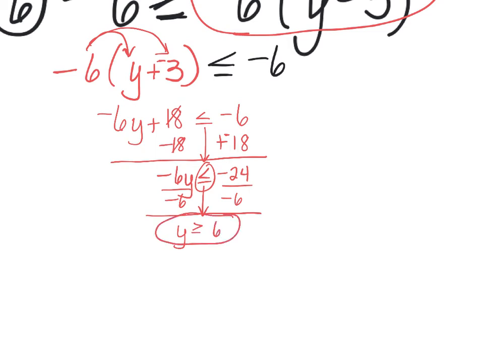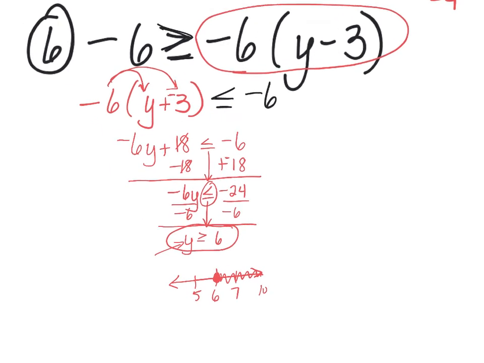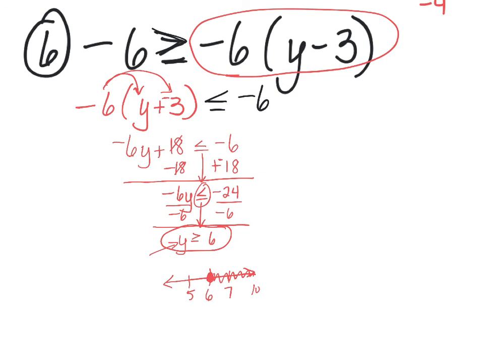Okay? Open circle or solid dot on 6, Landon? Shading. Yeah, it's to the right. That says any number greater than or equal to 6. Okay? Is 10 in that shaded region? Yep. So I'm going to go back up into the original.